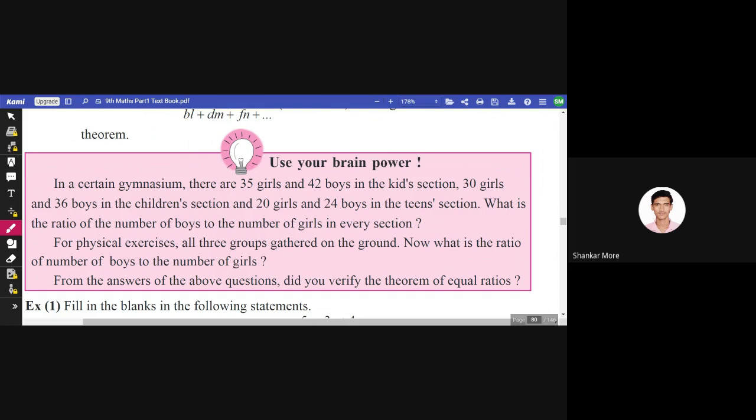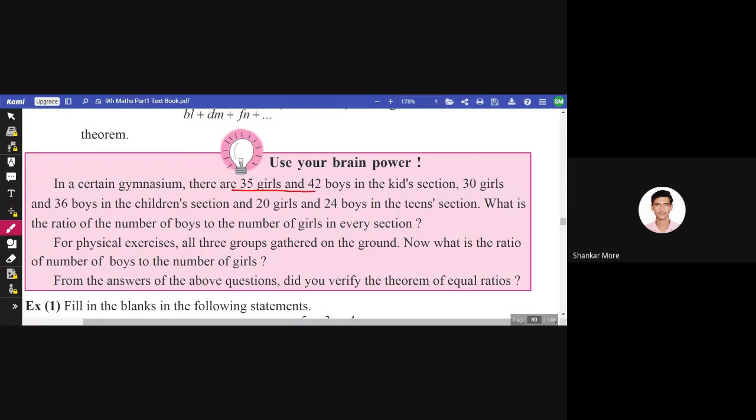For physical exercises, all three groups gathered on the ground. Now, what is the ratio of number of boys to the number of girls? From the above answers of above questions, did you verify the theorem of equal ratio? तो हमें ये verify करना है. Now, we will verify for this particular statement.